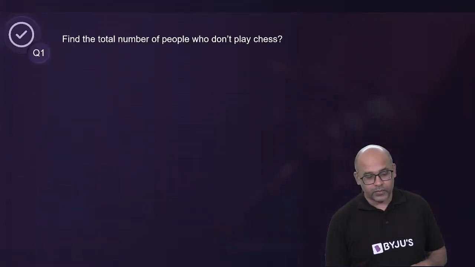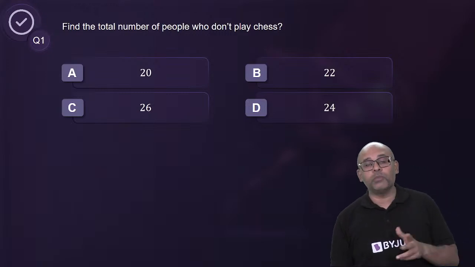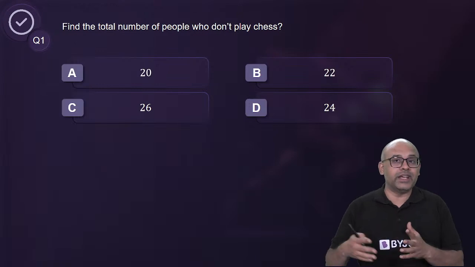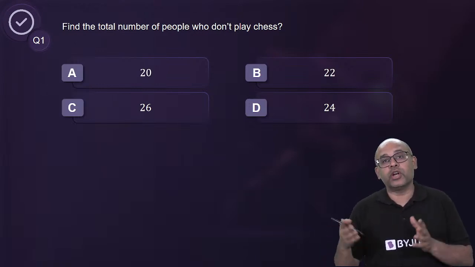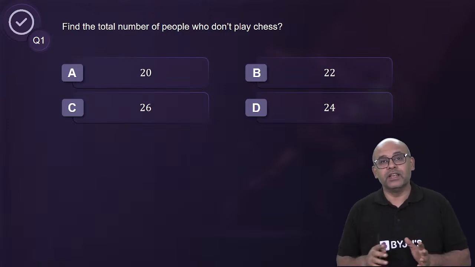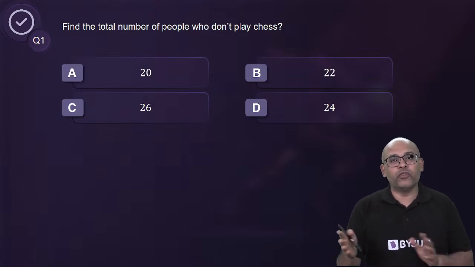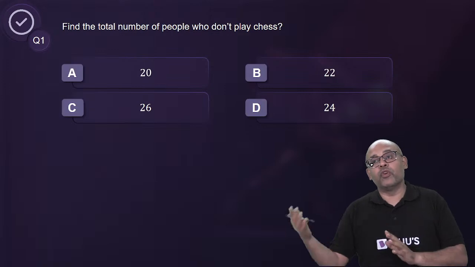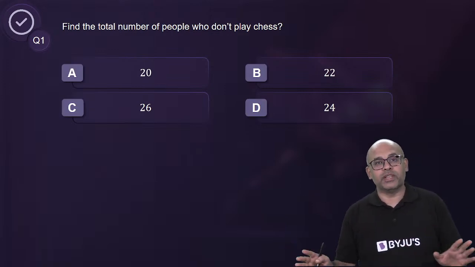So let's take a look at the questions now. Find the total number of people who don't play chess. Because you've cracked the question, these should ideally, in an exam, not take you more than 50 seconds, 40 seconds each. So 5 questions, maximum 5 minutes, ideally 4 minutes you'll close. 5 to 6 minutes to solve the set, 4 minutes to answer, 10 minutes your job is done. Worst case, 12 minutes your job is done.